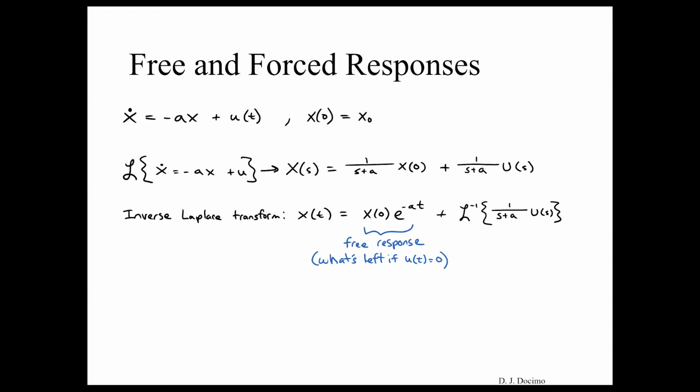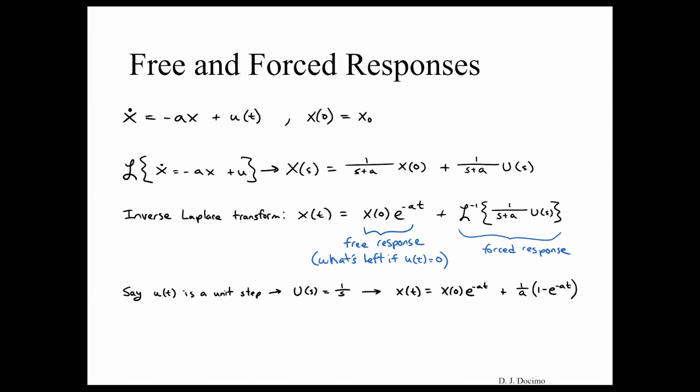So this first part here, that is our free response. That's what's left if u of t or big U of s is 0. And then our other piece here, that is our forced response. So let's say that u of t is a unit step. That would mean that u of s would be 1 over s. In that case, we'd end up with a solution that looks like this. If a linear system is stable, our free response will eventually go to 0, and we'll only be left with our forced response or pieces of our forced response sometimes as well. So we can see here, this piece right here is our free response. This is our forced response if we have a unit step as an input.